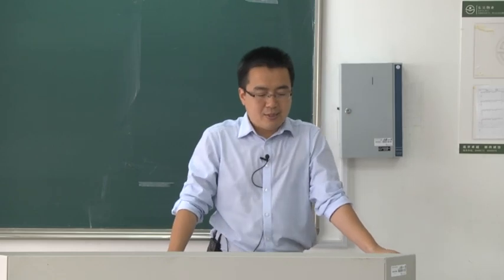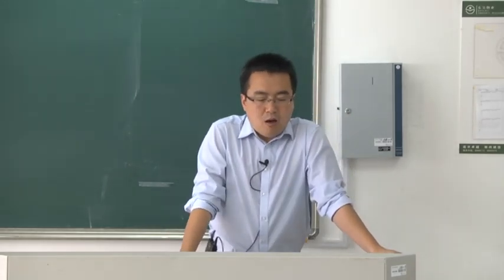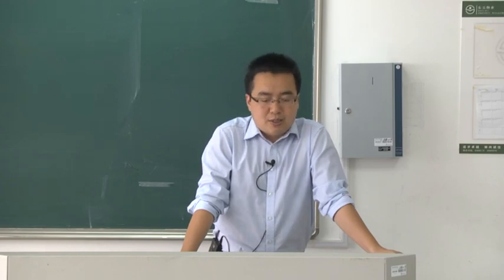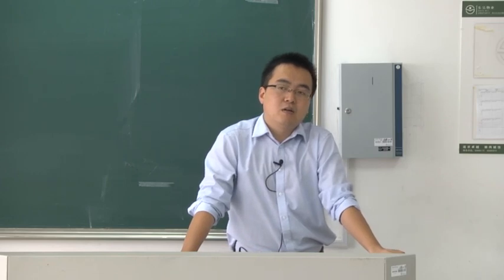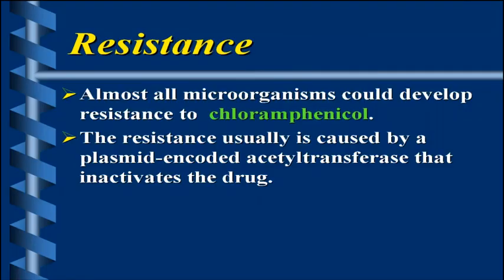Resistance. Almost all microorganisms can develop resistance to chloramphenicol. Because of this, chloramphenicol is not widely used in clinical practice because of the high resistance of bacteria. The resistance is usually caused by a plasmid-encoded acetyltransferase that inactivates the drug. This is the resistance of chloramphenicol.